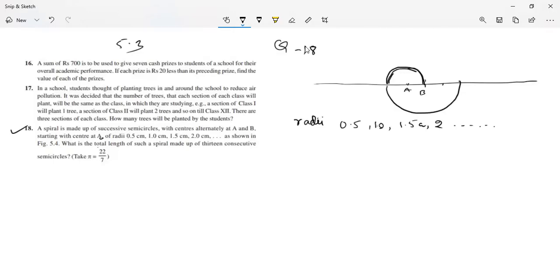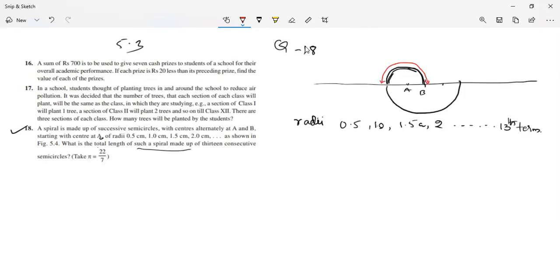So what is the total length of such a spiral of 13 consecutive semicircles? Like this, we have to take up to the 13th term. But here we don't have to find the sum of the radii. We have to find the total length of such a spiral. The spiral length, this length. This is the length of the spiral, you can see this length, from here, the spiral length we have to find out.